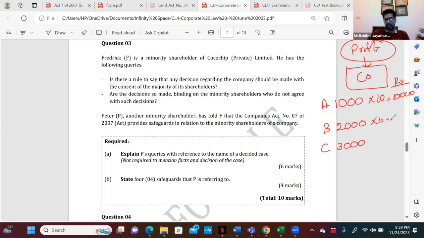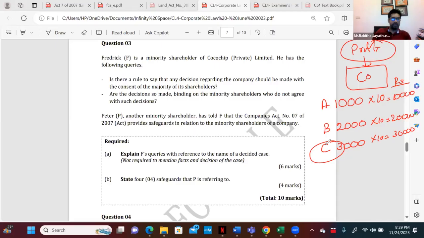B has invested 20,000 rupees. C has invested 30,000 rupees. Now tell me, in this instance, who has invested more? C.